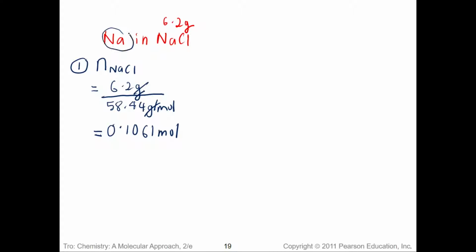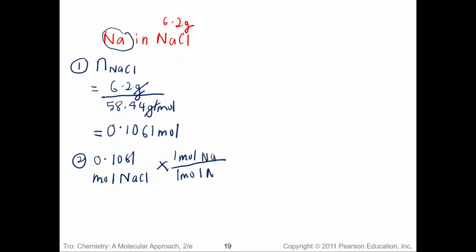The question asks you for sodium. So the second step, 0.1061 mole of NaCl you times with 1 mole sodium inside 1 mole NaCl in the formula. So you can cancel the unit, and you still get the same answer because the ratio is 1 to 1. Okay, you already have the mole of Na. The question asks you to find the mass.